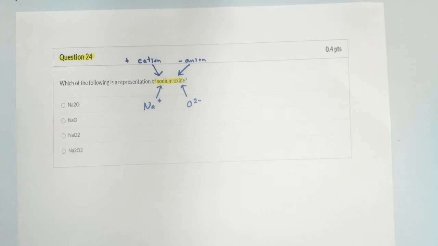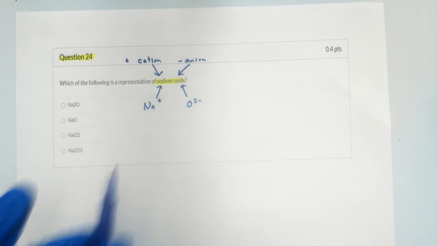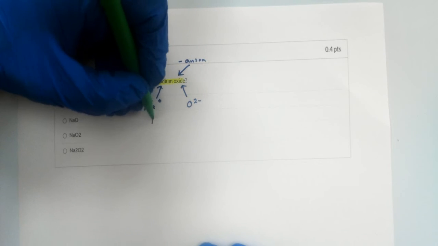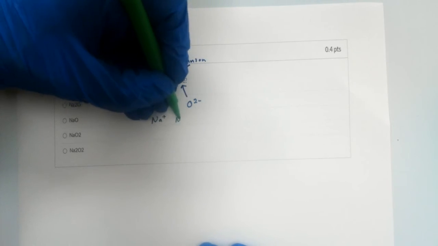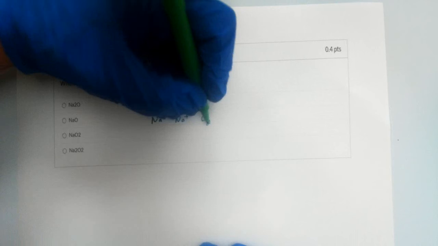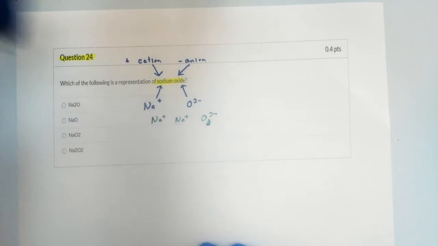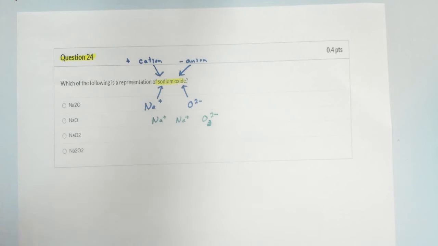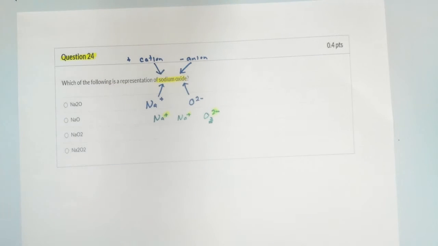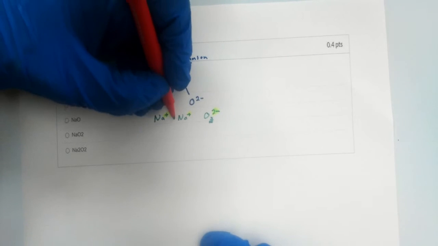Now, if you look at those charges and you add them up, do they total 0? No, they don't. So you have to figure out a formula that's going to allow them to total 0. In order to do this, we're going to need 2 sodium cations, and to go with that, 1 oxide anion. So what are we doing here? We're simply adding all these up. Positive 1 plus positive 1 plus -2. You add them all up. What do you get? You get 0.